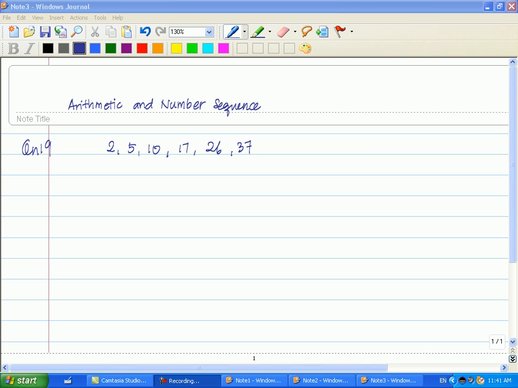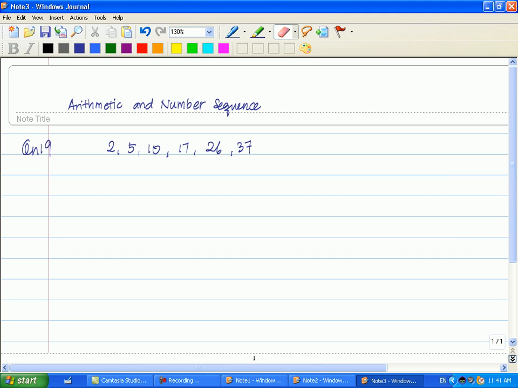Arithmetic and Number Sequence Part 2, Question 19. In this number sequence, I have the numbers 2, 5, 10, 17, 26, and 37. And logically, if I try to add, some of you will try to say plus 3, for example. But if I continue with this plus 3, I do not get 10. So hence, this guess is not valid.